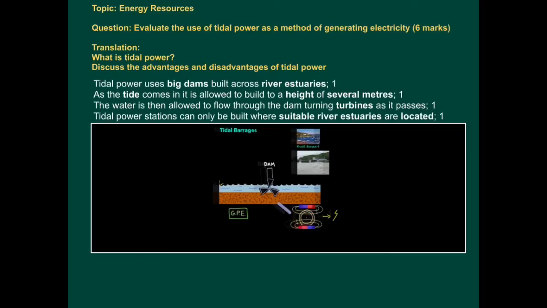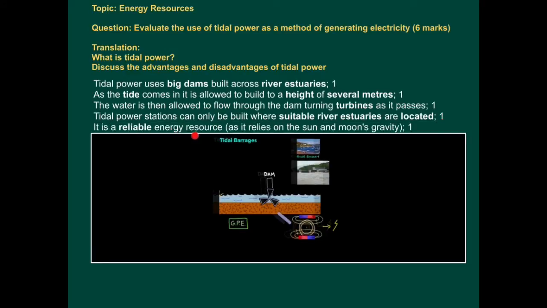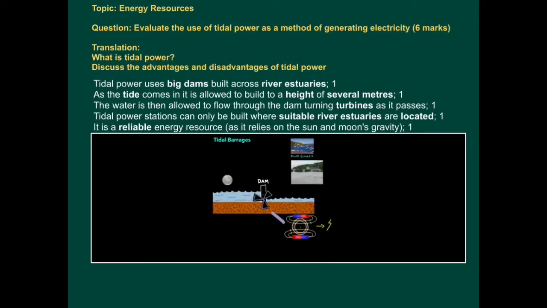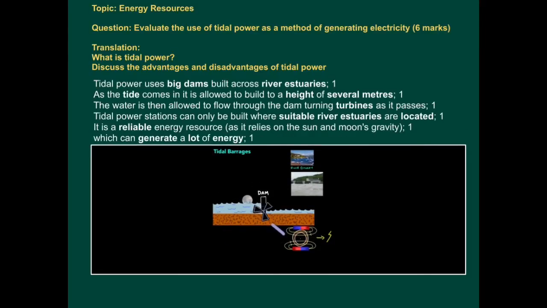Now for the advantages and disadvantages. Well, tidal power stations can only be built where suitable river estuaries are located, and that's not everywhere. It is a reliable energy source as it relies on the sun and moon's gravity, and we're not going to lose the sun or moon anytime soon, I hope. And it can generate a lot of energy.